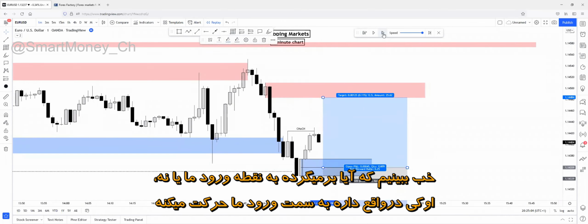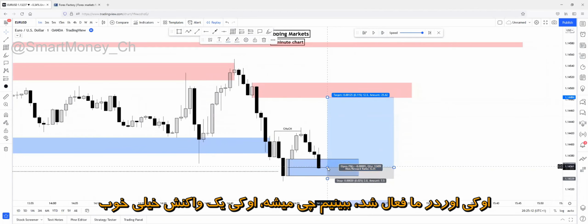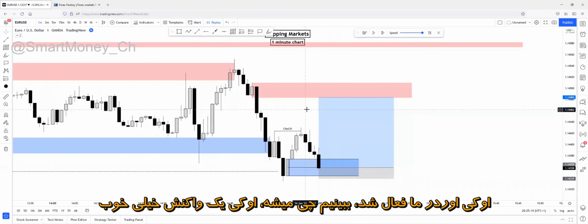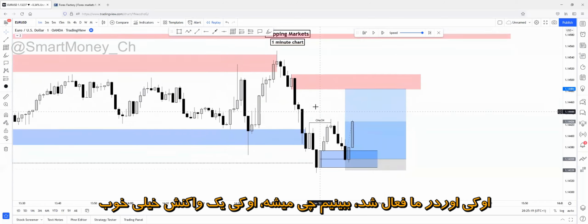Let's see if it comes back to our entry point. Okay, it's actually coming back down to our entry point. Okay, we got tagged. Let's see what happened. Oh, okay, reaction. Okay, huge reaction. Very nice, very nice.